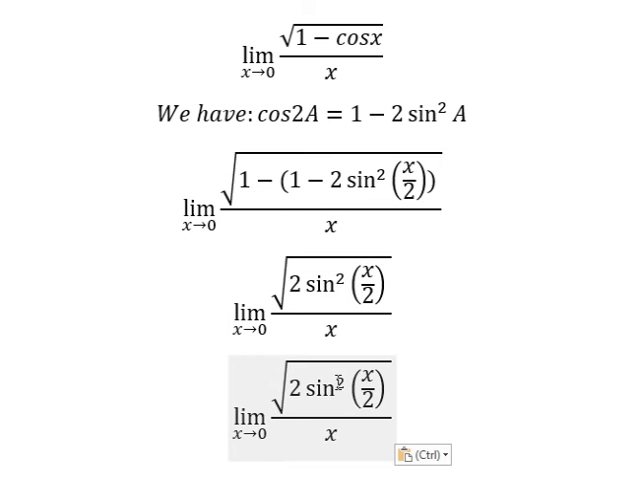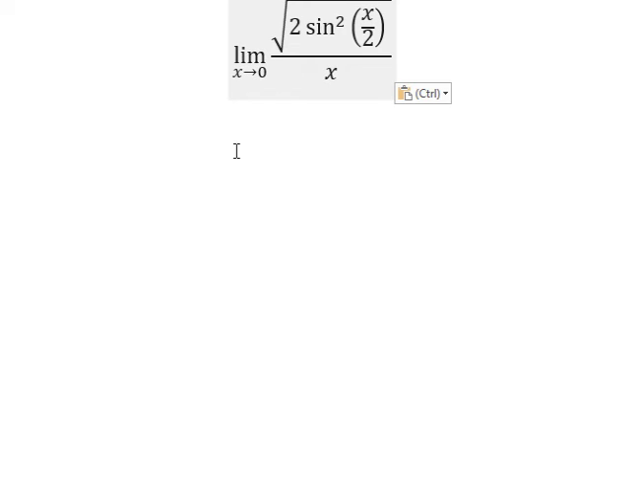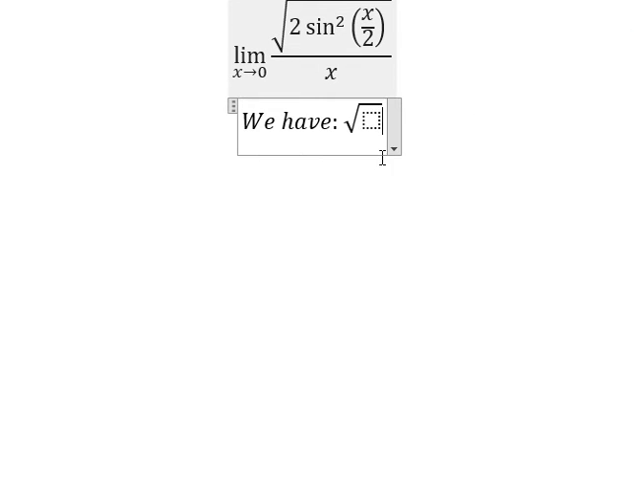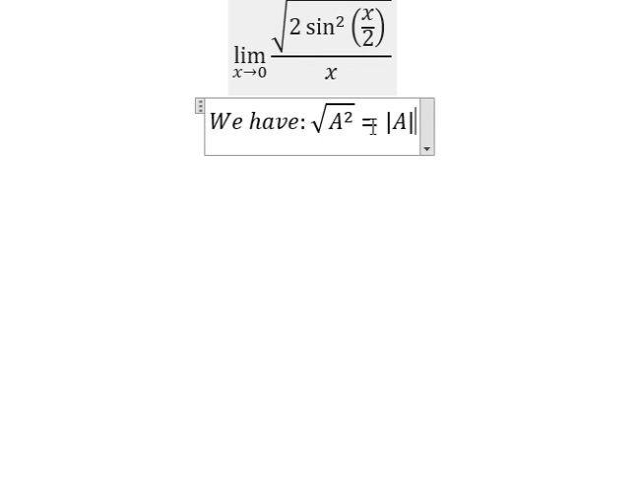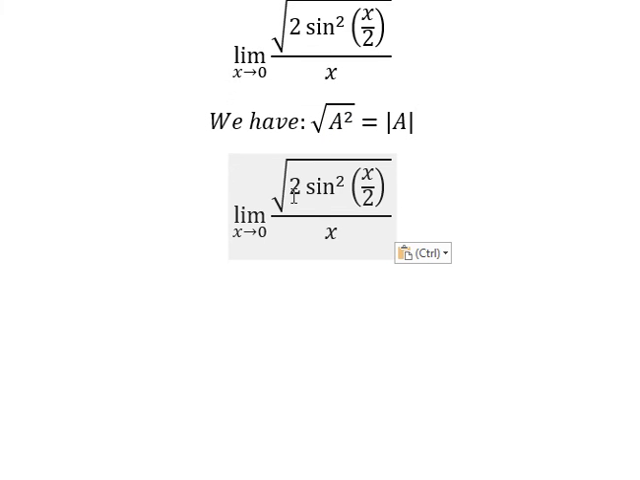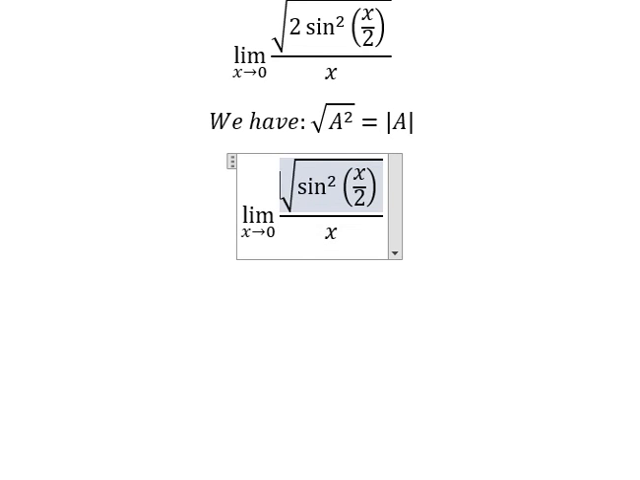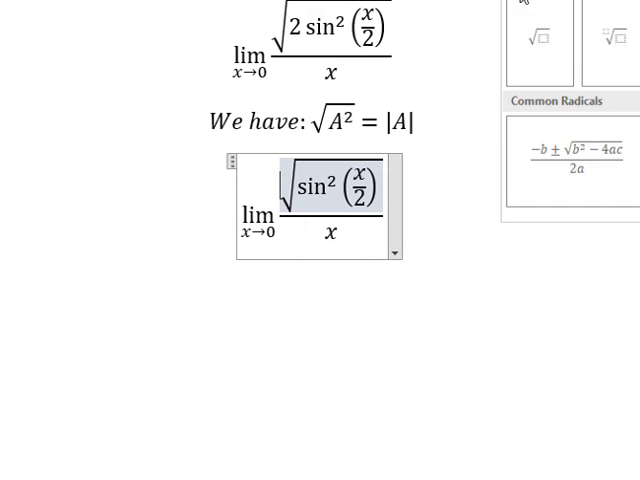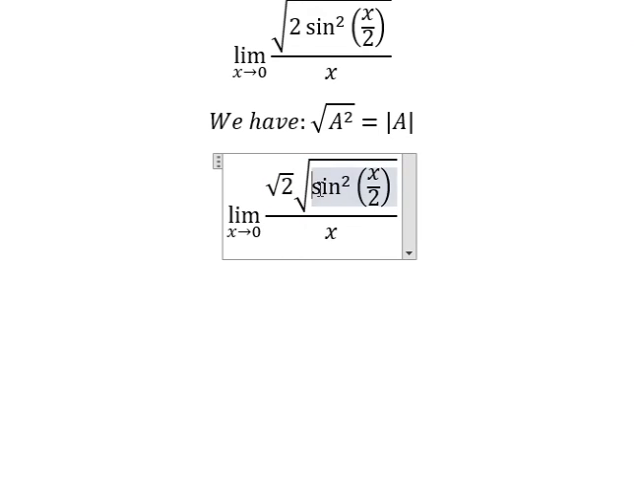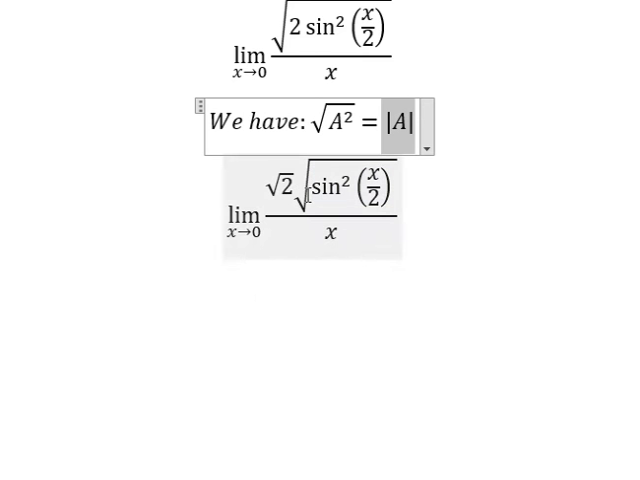Now, we know that we have the second formula in here. So the square root of 2 I will put outside, and that will be like this. This one we can transform into this one.